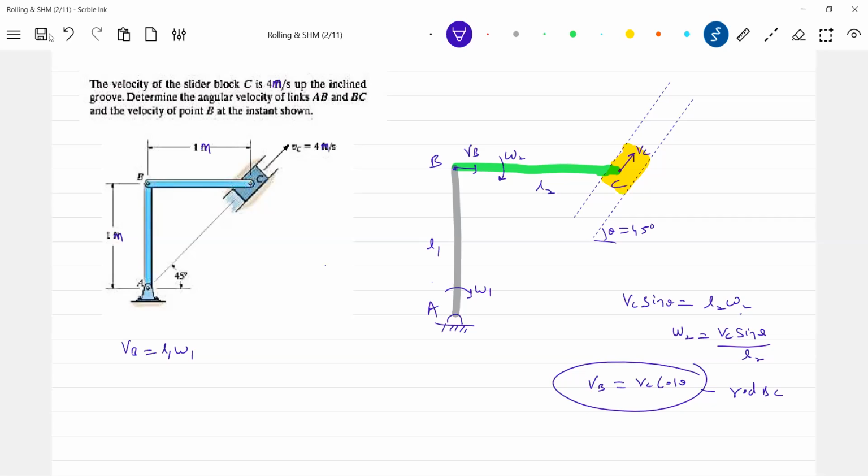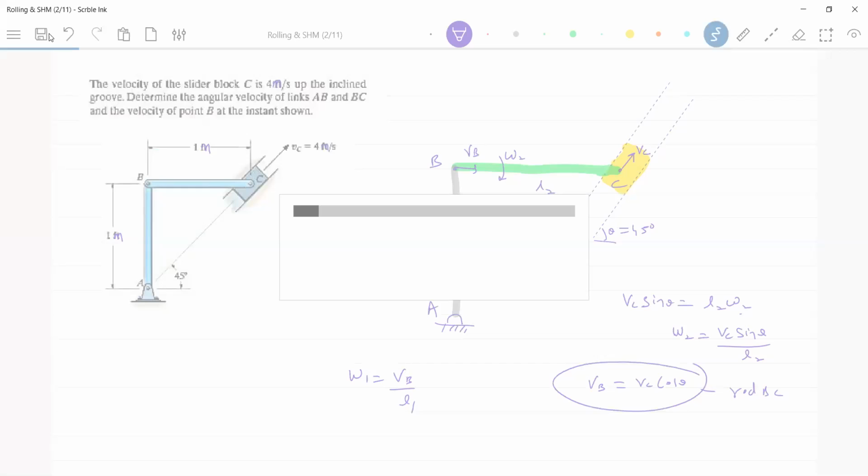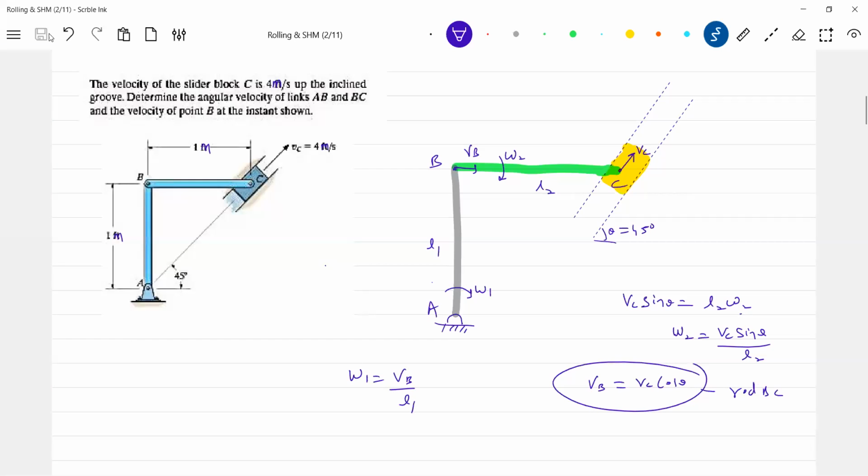Okay, from omega 2 I got it. Then we know VC and theta, so I'll get VB. If you know VB, omega 1 equals VB by L1. Finished. You see it. As an objective question, anybody can ask such simple ideas, nothing big. Anybody got the value of omega 1? 2 root 2. Okay.